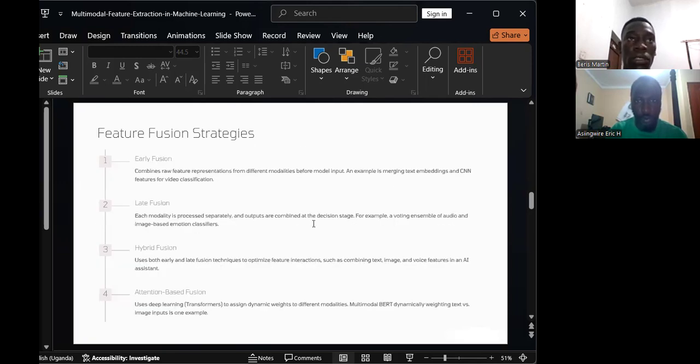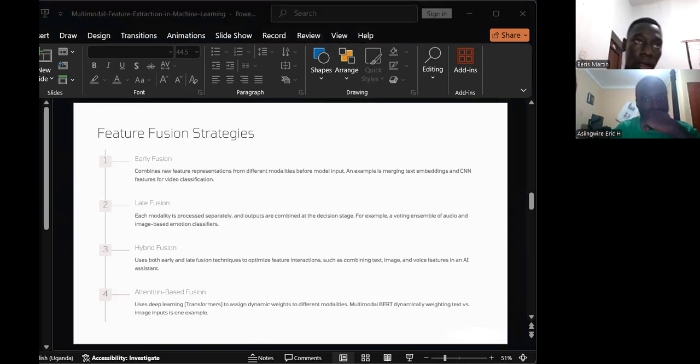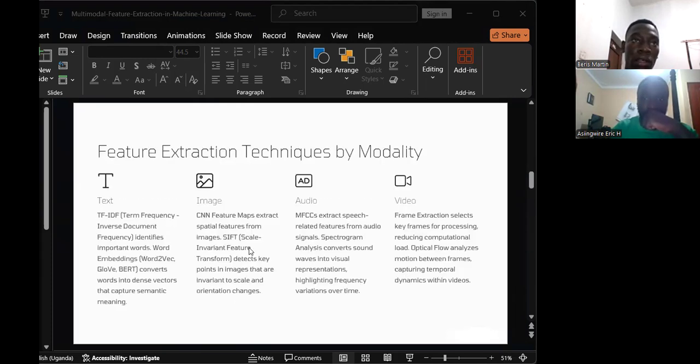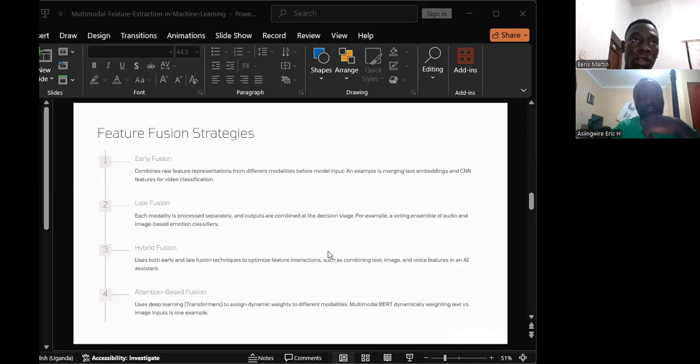Then we have the feature fusion strategies. The first one is early fusion. First of all, fusion is a way of combining the different modalities to come up with a single ML model. We're trying to combine text and image to form something that can recognize both at the same time. So how can we fuse this together? These are the strategies that we can use. For early fusion, I can give an example.